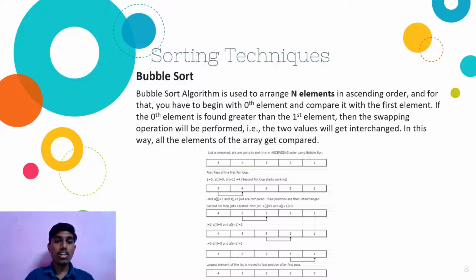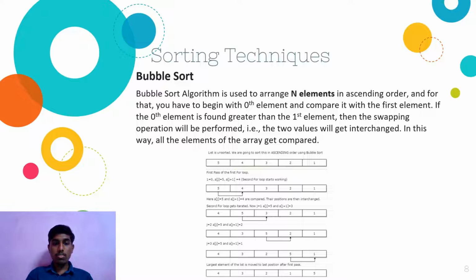Bubble sort algorithm is used to arrange n elements in ascending order, and for that you have to begin with the zero index and compare it with the first element. If the zeroth element is found greater than the first element, then the swapping operation will be performed. That is, two values will get interchanged. In this way, all the elements of the array get compared. The below is the figure which describes the arranging in bubble sort.